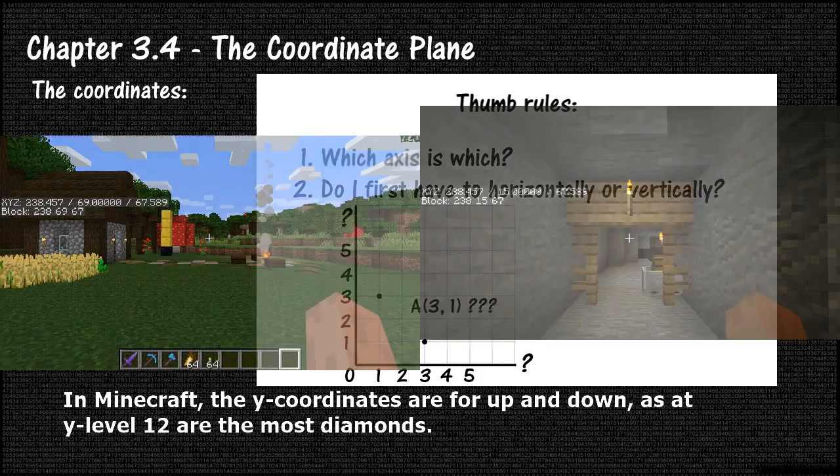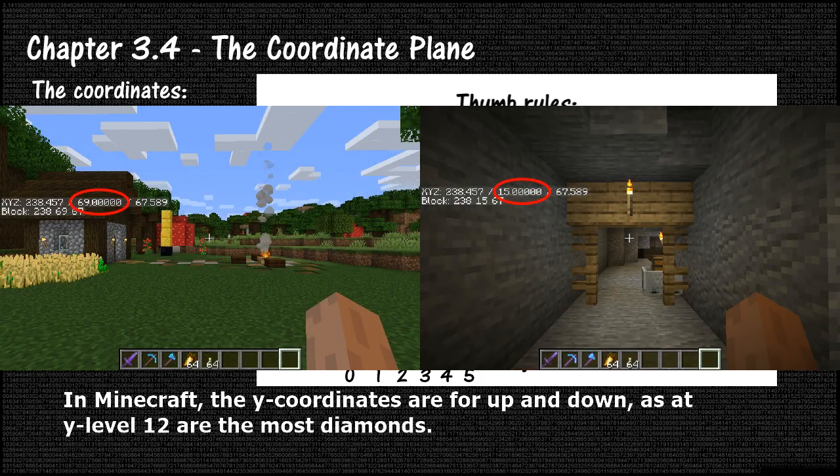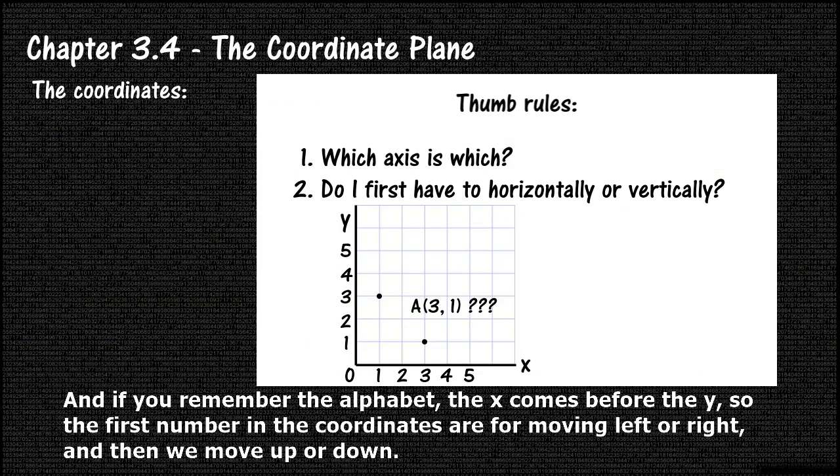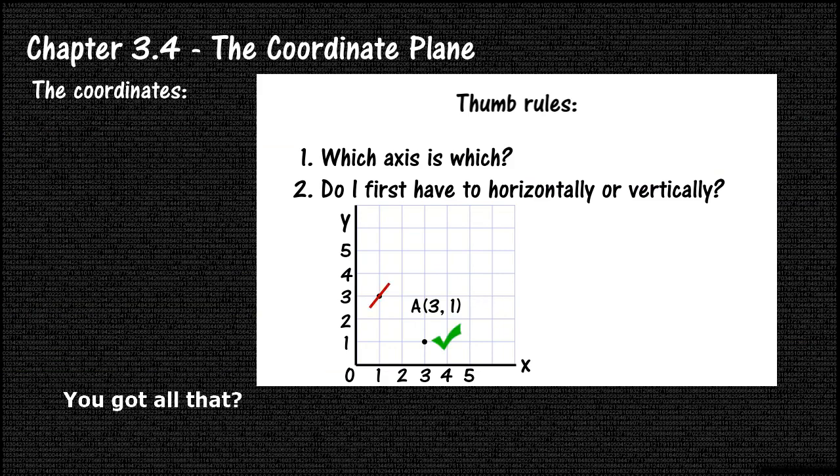In Minecraft, the y coordinates are for up and down, as at the y level 12 are the most diamonds. And if you remember the alphabet, the x comes before the y, so the first number in the coordinates is for moving left or right, and then we move up or down. You got all that? Perfect.